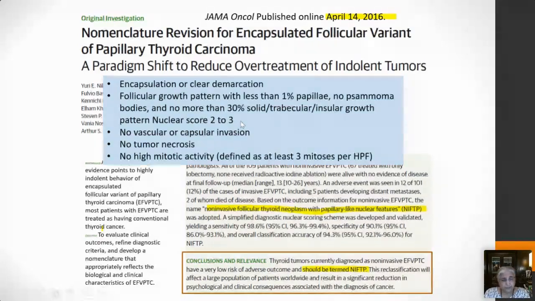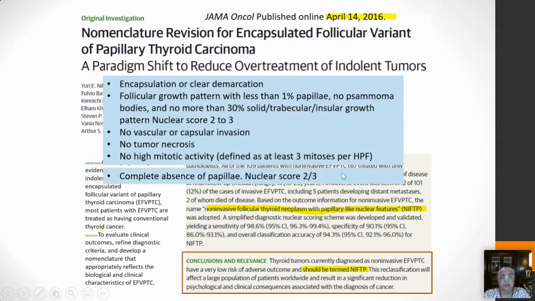In other words, their nuclei should be like what papillary thyroid nuclei look like, except nuclear score 3 was one where you had large numbers of these vacant looking nuclei. If you had a pseudo inclusion here or there and you just had grooves, then that was nuclear score 2. There should be no vascular or capsular invasion, no tumor necrosis, and mitotic activity should be less than 3 mitoses per high power field.